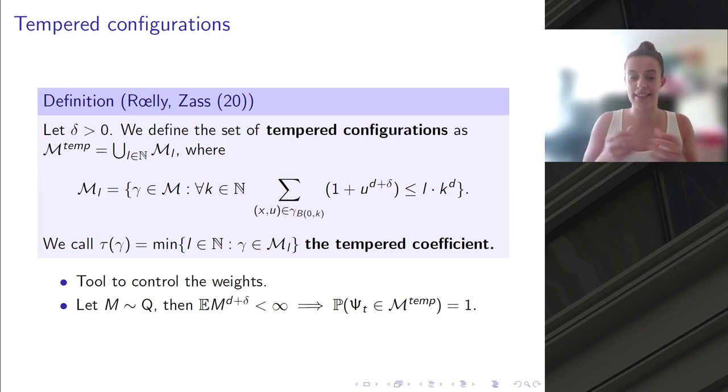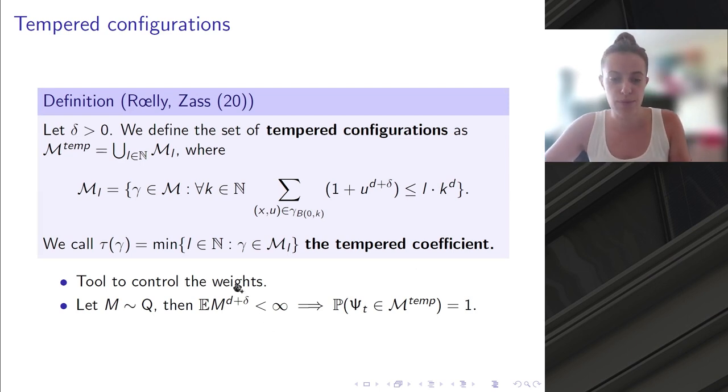And the important thing is that if we have a suitable moment condition, which for us is unfortunately not the same as for the existence of the Poisson-Laguerre tessellation, but we do need the moment to be of order d plus some delta, where the delta is positive. And so if we have finite d plus delta moment of the marks, then we almost surely generate a tempered configuration. And so it is okay for us to only work with these tempered configurations.